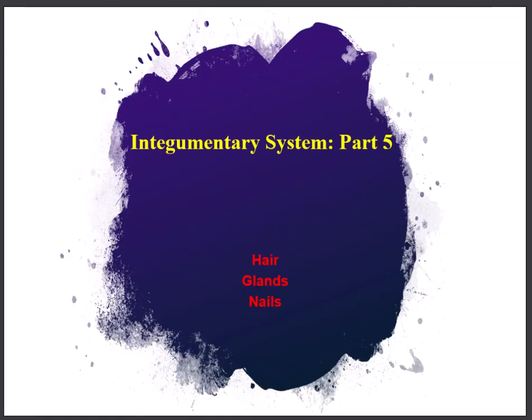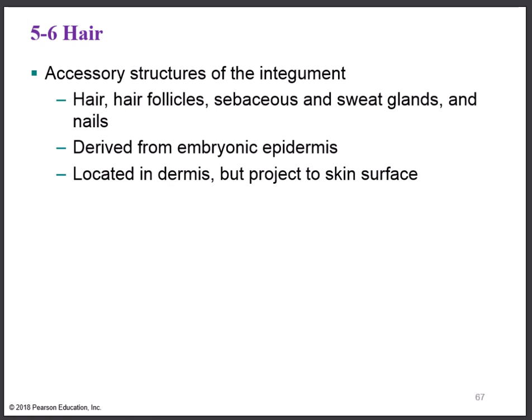In this final part of the integumentary system, we're going to focus on the anatomy and the physiology of the accessory structures. So just as a review, the accessory structures include the hair follicle, which makes the hair, the oil gland.